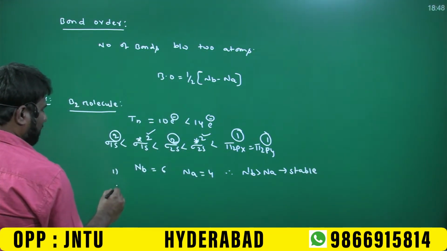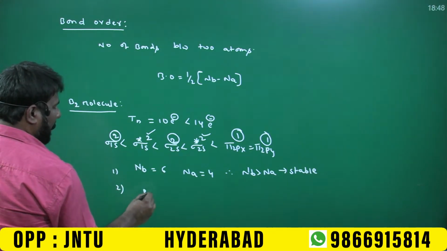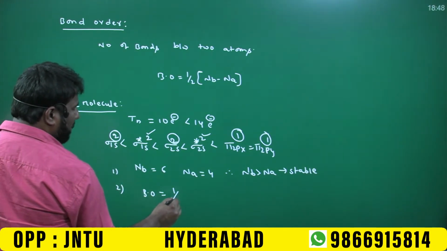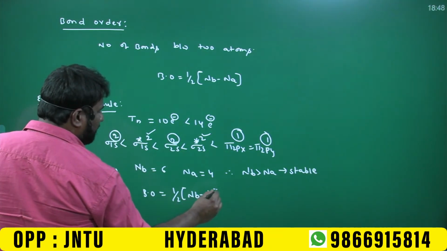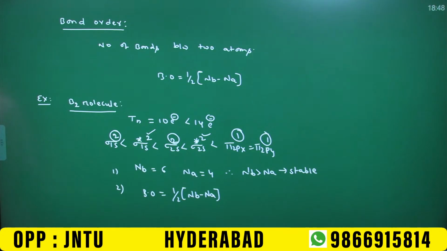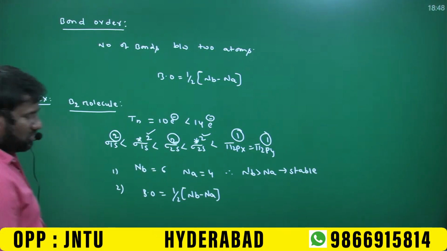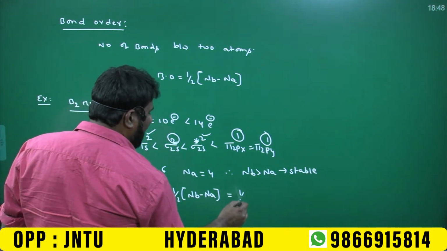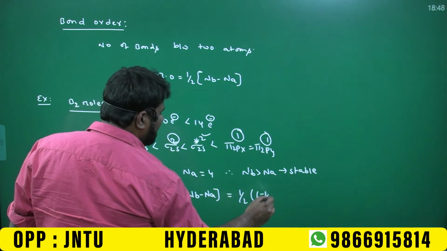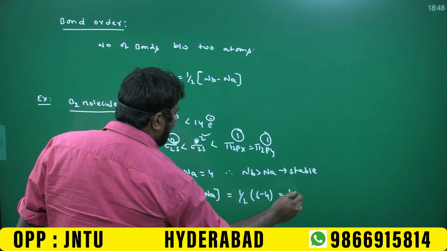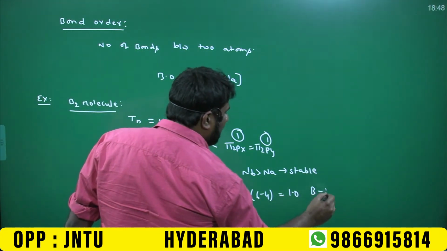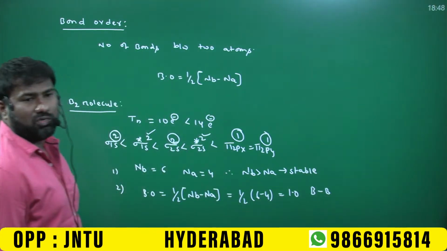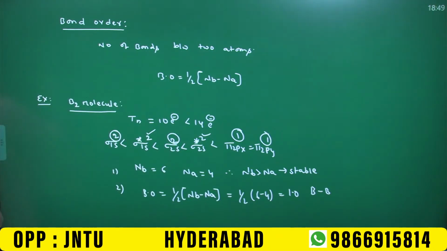Then coming to the second one, we need to calculate the bond order. Bond order is 1 by 2 times the number of bonding electrons minus the number of anti-bonding electrons. That is 6 minus 4, 2 by 2, equal to 1.0. That means in the B2 molecule, between the 2 boron atoms you can find only 1 bond.